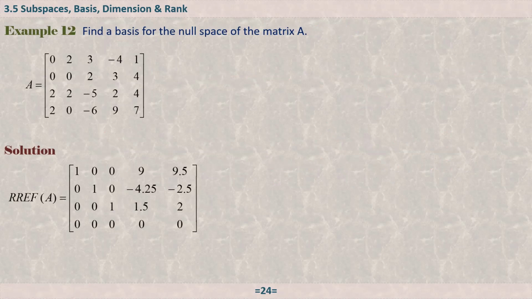All right. So now we'll talk about the null space. And what is a null space? That is all the vectors that take you to the 0 vector.